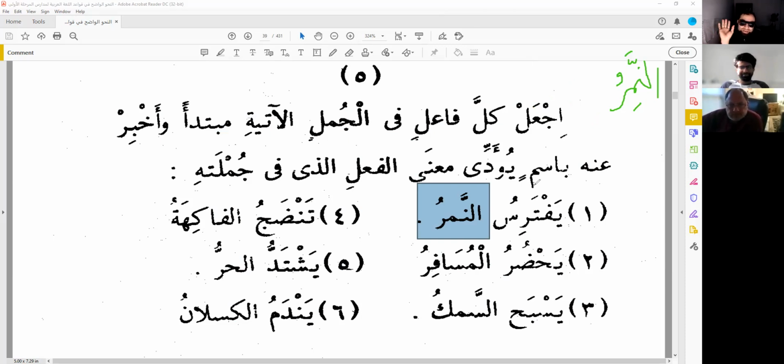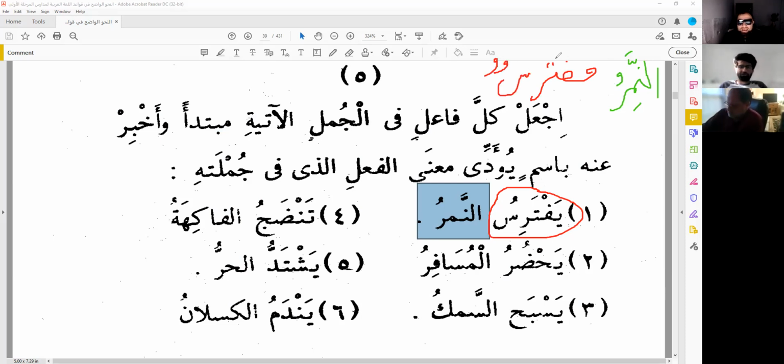So the khabar should be a noun. You're not going to use a fa'il. But that noun should fulfill the meaning of that fa'il, which is in the sentence. Clear? So you're going to change this fa'il, which is yaftarisu, into an ism and make this ism a khabar to the mubtada. So how will that be? النمر مفترس. تمام? Oh, okay. مفترس. Clear?